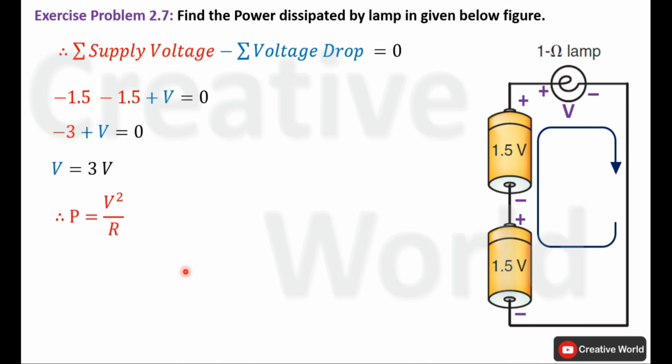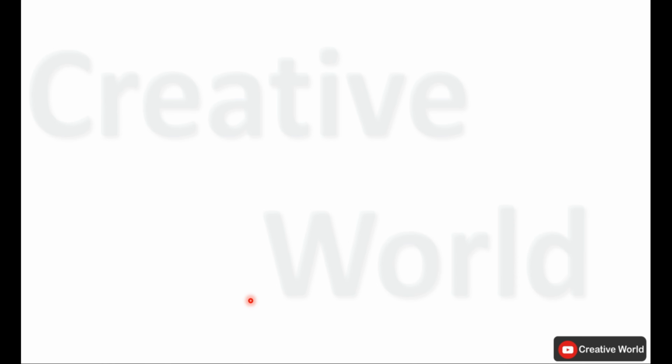Enter the values inside this equation. V is equal to 3 volt and the value of resistance is 1 ohm. Take the square of 3, it will become 9 watt. So the lamp inside the circuit is consuming 9 watt power. Move towards problem 2.8.